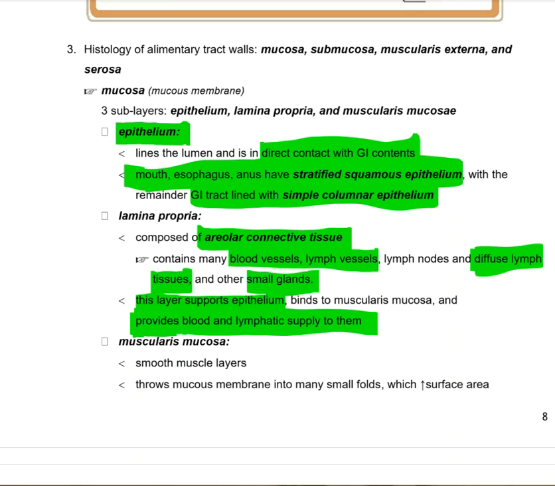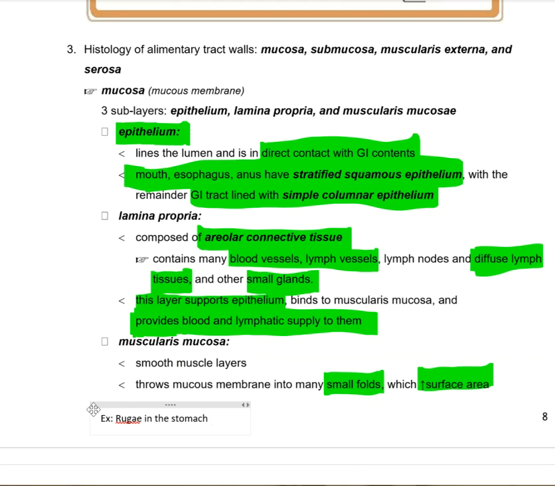The third one is the muscularis mucosa. These are smooth muscle layers, and they throw the membrane into many folds when they're contracting and relaxing, and this increases surface area. And we like increased surface area because it means that we can absorb nutrients better. I'll give you an example of one type, which is the rugae of the stomach. That's how you spell it, rugae, in the stomach.